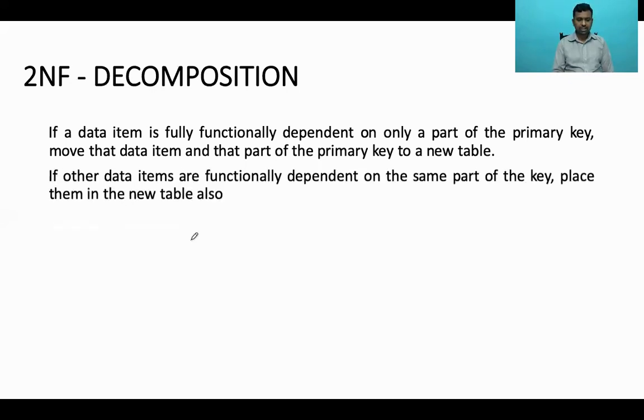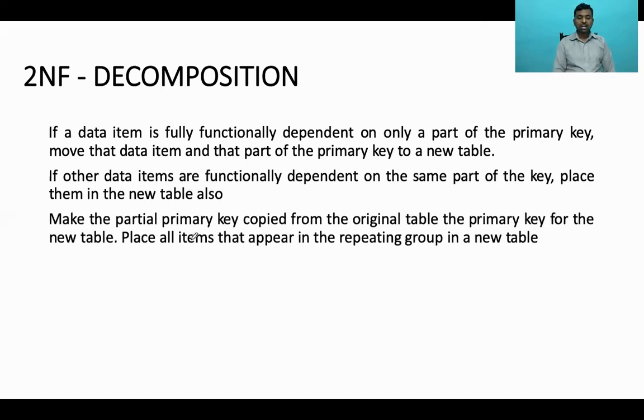Next, if the other data items are functionally dependent on the same part of the key, place them in the new table also. Good. So make the partial primary key copied from the original table the primary key for the new table. That is very important. Whenever I'm creating a new table, that table must have a primary key, so that other columns will be functionally dependent on the primary key as well. We'll be repeating this till we can do it.